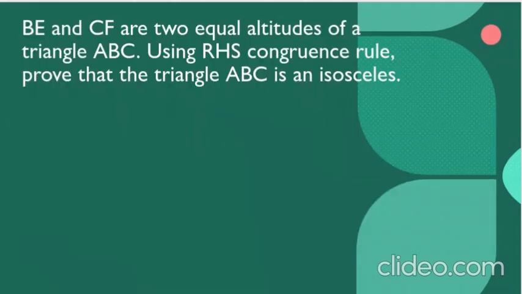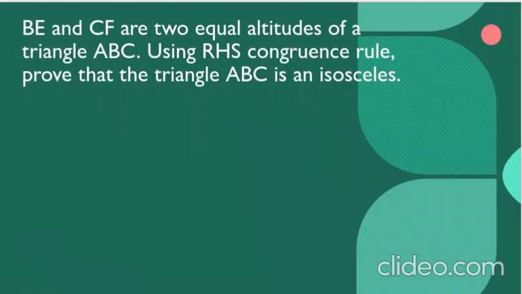Now let's move towards the last question of the day, students. So yes, it's a little bit lengthy question, not very lengthy, a little bit lengthy. Now see. The question says BE and CF are two equal altitudes of a triangle ABC. I'm going to draw the figure side by side.